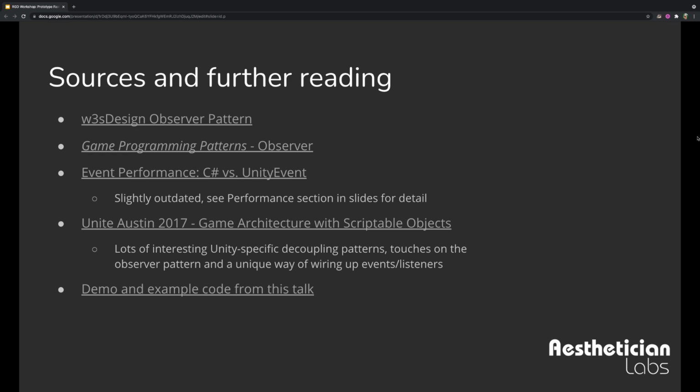For the C# Unity folks in the crowd, you can check out the event performance blog I mentioned. Like I said, it's a little bit outdated and the information's not totally correct, so don't go telling everybody that the garbage creation is exponential. And this Unite Austin talk, called Game Architecture with Scriptable Objects, has a lot of Unity-specific decoupling patterns in it that go well beyond just the observer pattern, but it does touch on the observer pattern in a unique way of wiring up events and listeners in a codeless or code-minimal way, which I think is really cool. It was way outside of the scope of this talk, but I want to explore that more in the future.